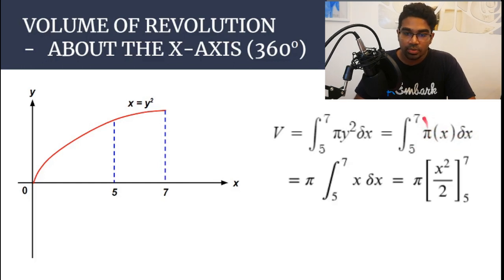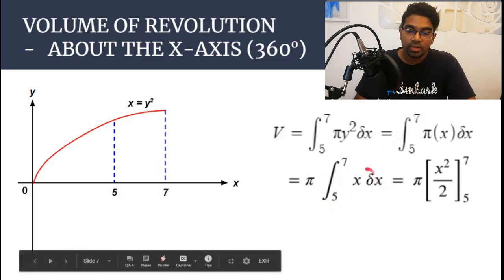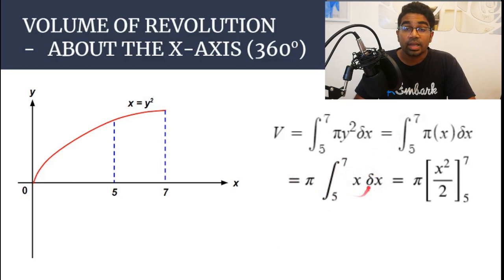And then we go on to take out pi because pi is a constant, so we can leave it outside. And then we go on to do the integration. Now, many students always forget this step. This is a common careless mistake, so don't forget to integrate before you substitute the limits inside. So when we integrate x, we get x squared over 2, then with the limits of 5 to 7.